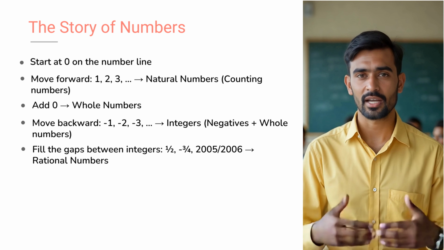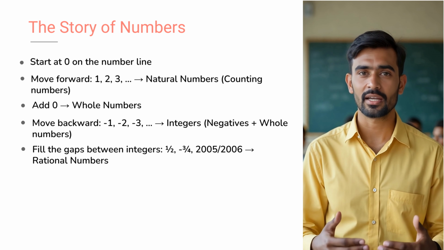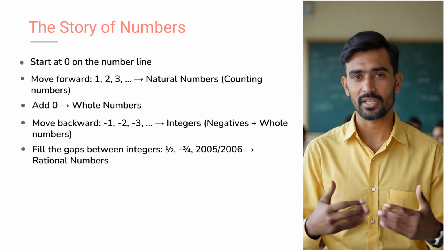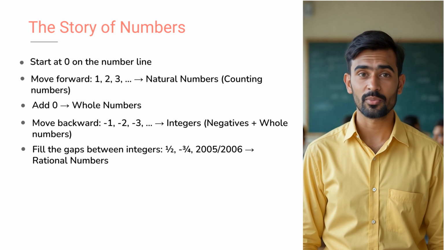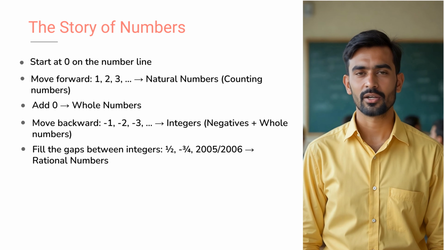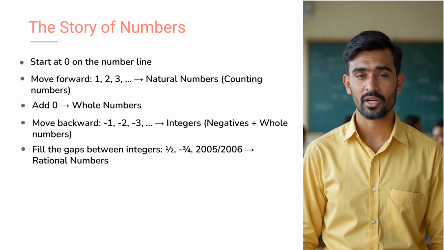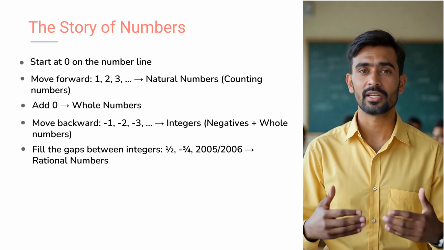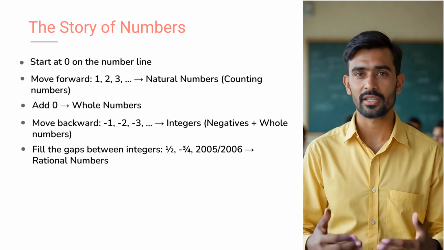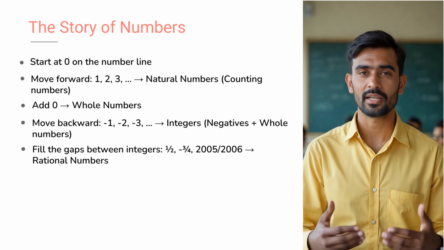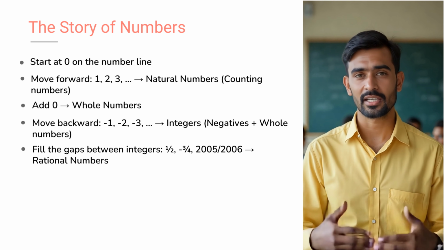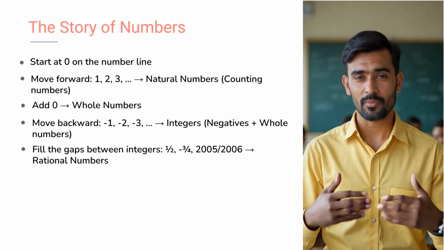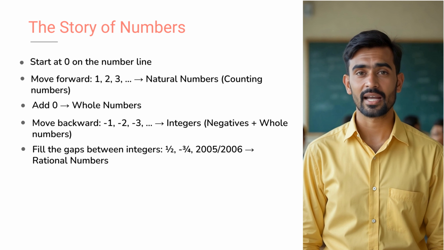You start at 0 and begin collecting numbers. First come the counting numbers 1, 2, 3, and so on. These are natural numbers. Add 0 to your collection. Now you have whole numbers. Go backward and grab negative numbers like -1, -2. These form integers. But what about the numbers in between, like a half, -3/4, or even 2005 divided by 2006? These in-between numbers are called rational numbers and they help fill the gaps on the number line.